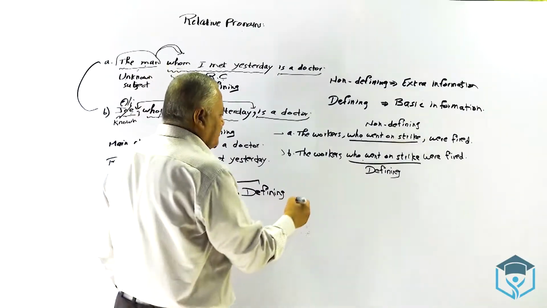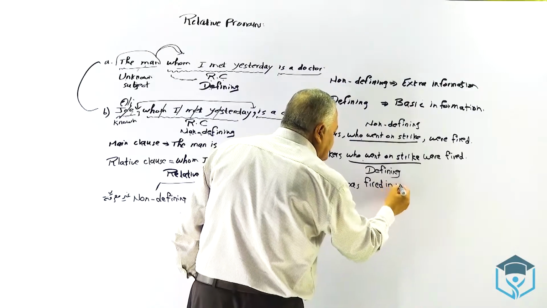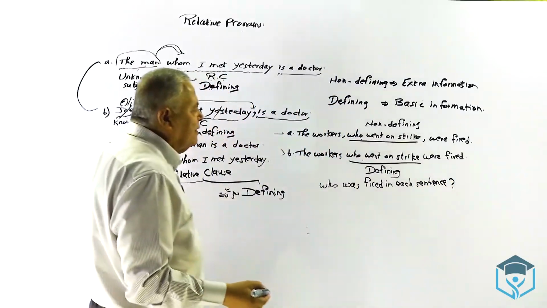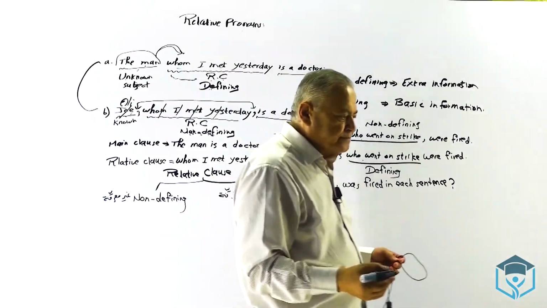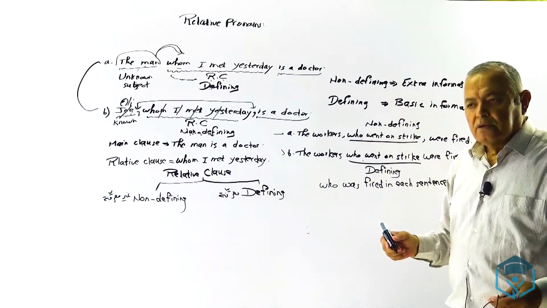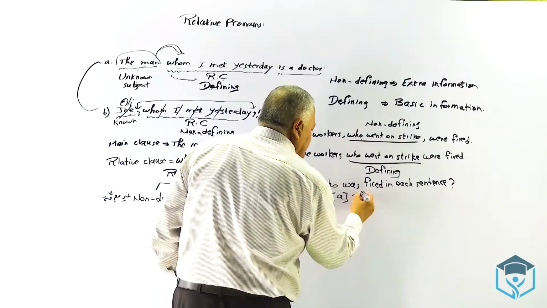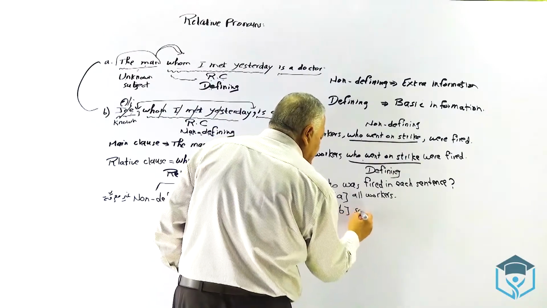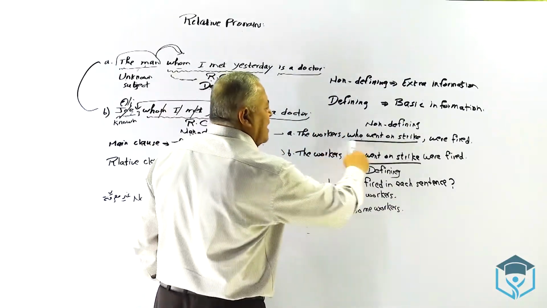خليني أسأل السؤال بطريقة ثانية. Who was fired in each sentence? This is a question. Who was fired in each sentence? Don't say the workers. No. What's the answer? The answer is, in sentence A, all workers. In B, some workers. Just. In A, all workers were fired.